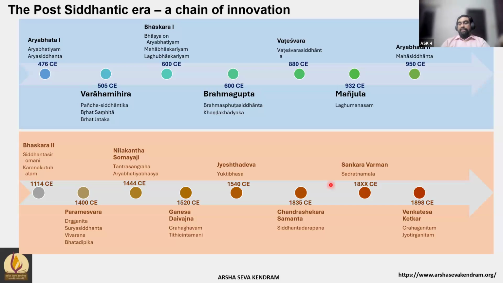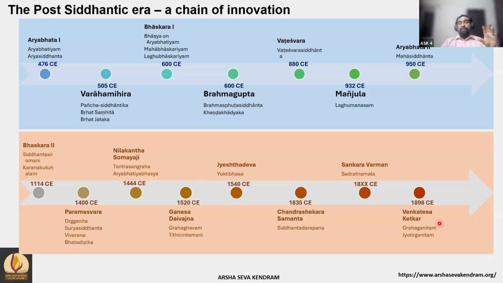And then we have Jyeshtadeva, again a Kerala school astronomer. He compiled the Yuktibhasa, and the Yuktibhasa has calculus-like concepts in it, much before Newton, at least 2 to 3 centuries before Newton came. And then we have Chandrasekhar Samanta, who was from Odisha.